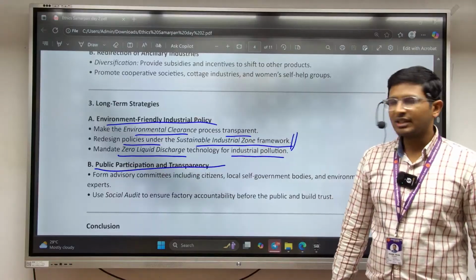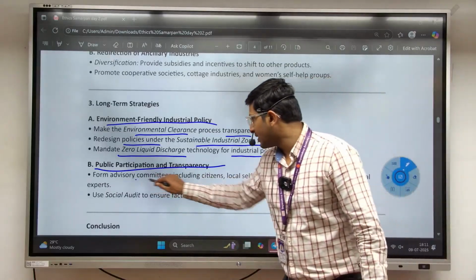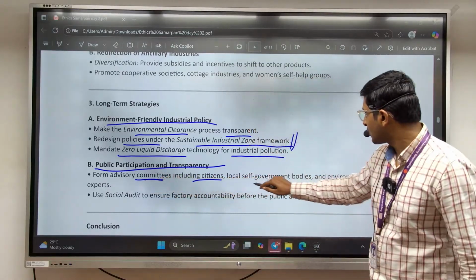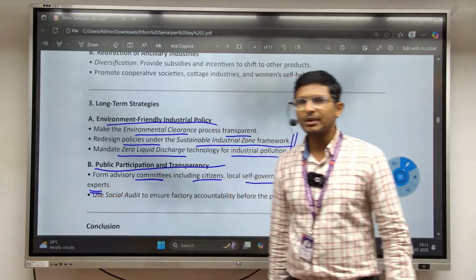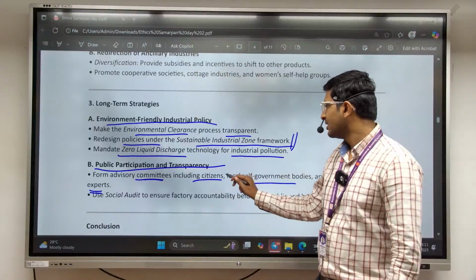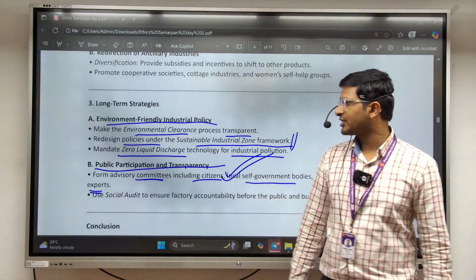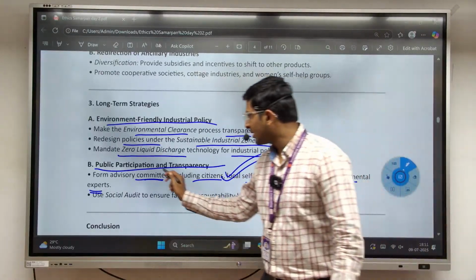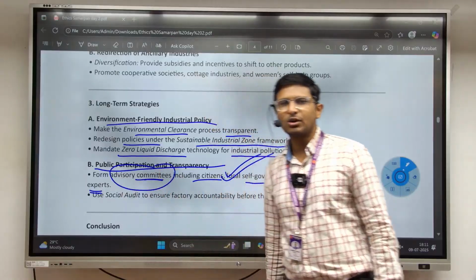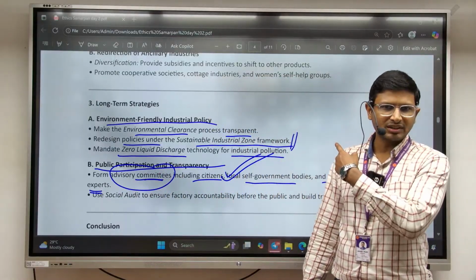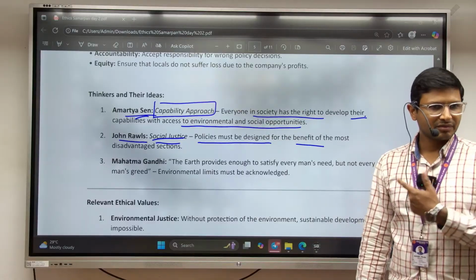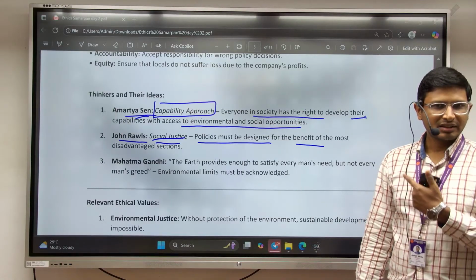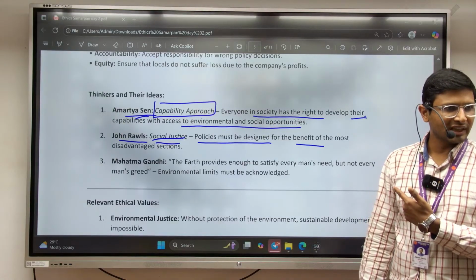Public participation and transparency from advisory committees including citizens, local staff, government bodies and the environmental experts. Okay, whenever the government makes any policy, people's participation should be there. An advisory committee should be there to advise the government with respect to any such policy, something like this: disadvantaged sections, the poor people here, the people who lost the jobs, disadvantaged section.